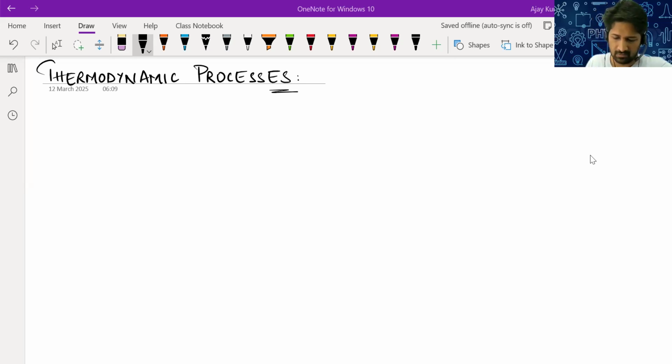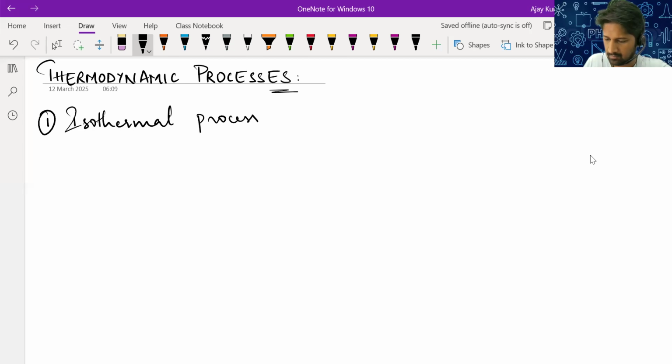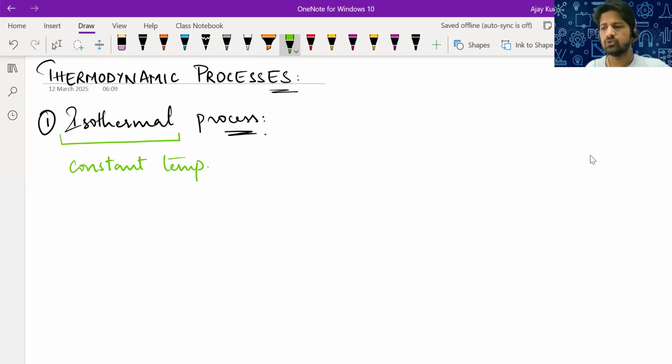The first of such processes is called an isothermal process. As the name suggests, isothermal means a process which is carried out at constant temperature. Or you should not allow the temperature to vary significantly. Even if it's not perfectly constant, it should not undergo significant variations.